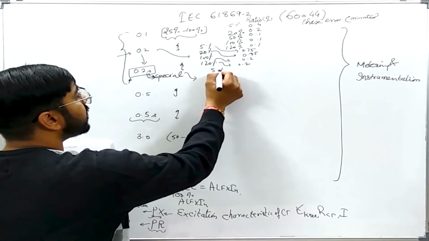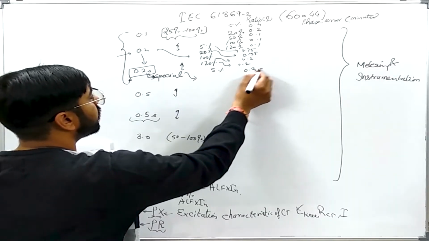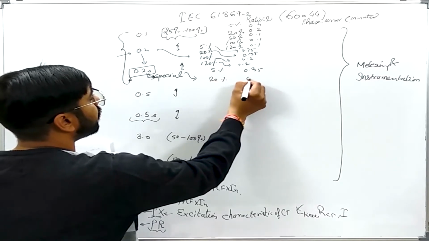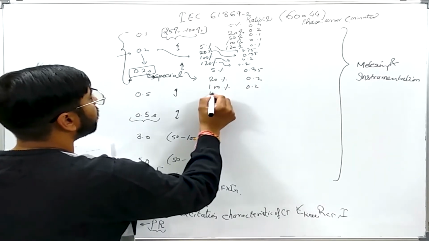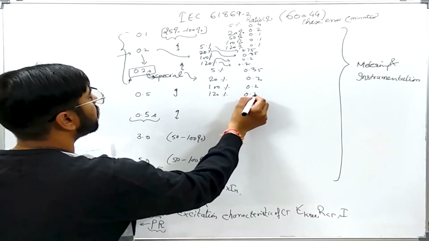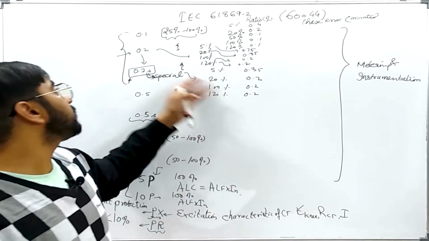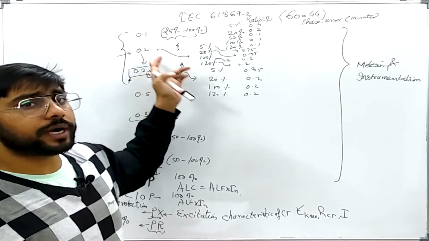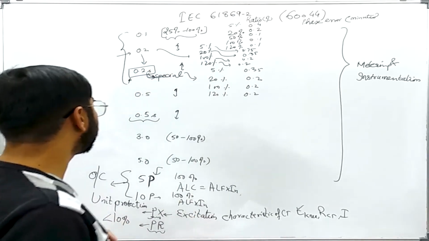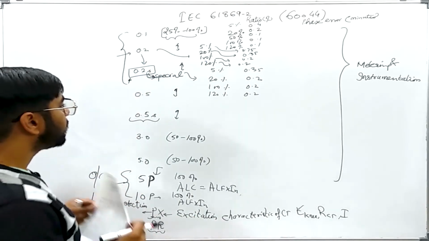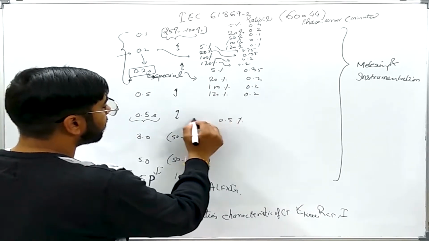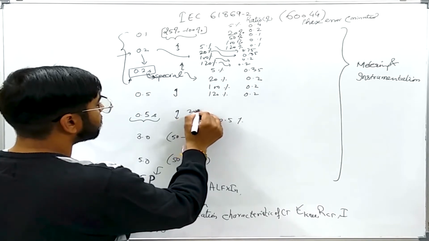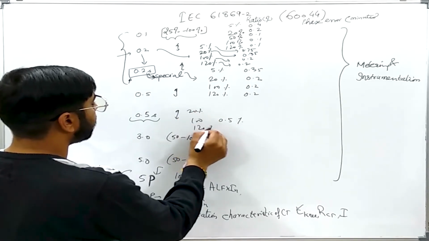At 5% it will be 0.35, at 20% it will be 0.2, at 100% it will be 0.2 and 120% also it will be 0.2. So in this way we can see that 0.2S is comparatively more accurate than 0.2. Similarly for 0.5S the error will be 0.5% at 100%, 20% and 120% for 0.5S.